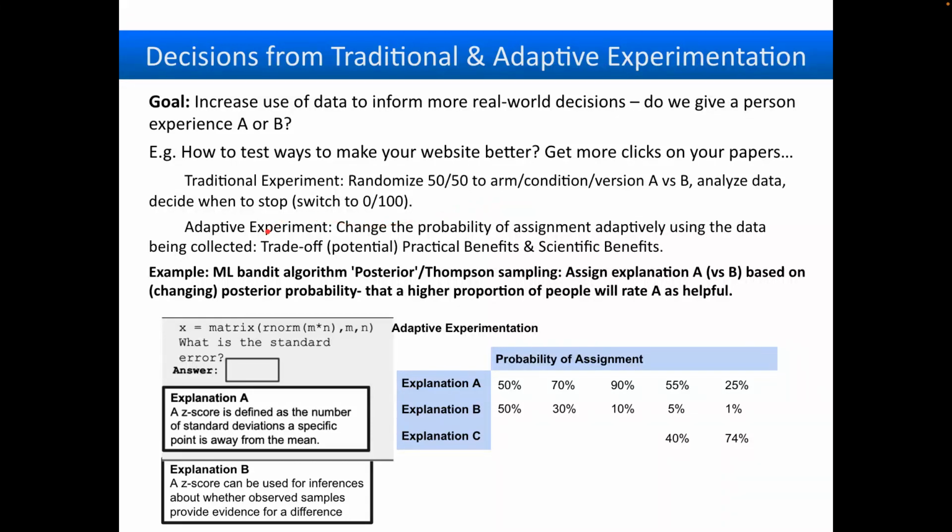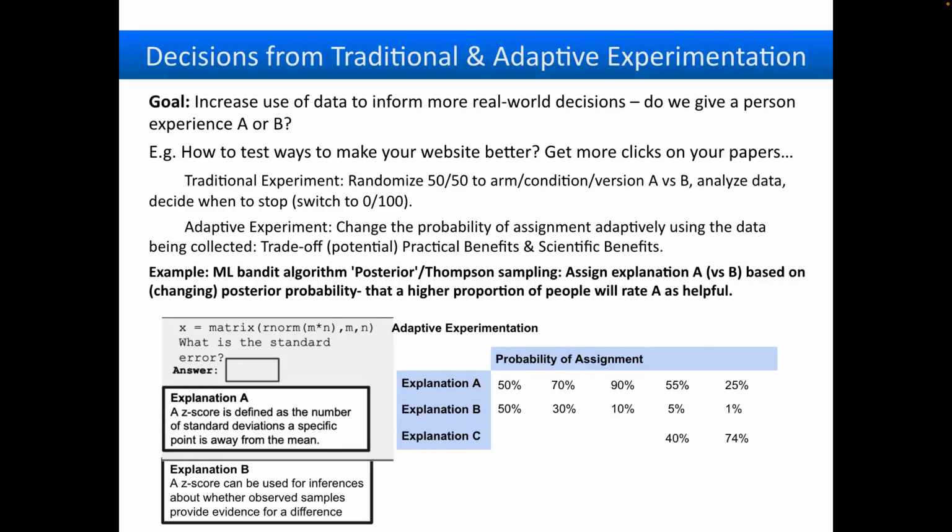In an adaptive experiment, what we might do is change the probability of assignments adaptively using the data that's being collected. For example, you assign someone to explanation A or B, or website A or B, and the outcome is whether they click on a link or find it helpful.